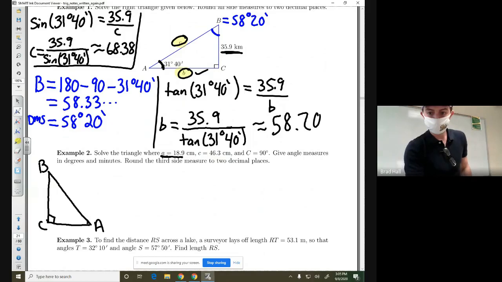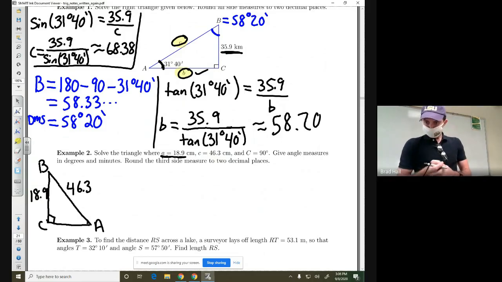Little a needs to be across from big A, or needs to be opposite of big A. So 18.9, that's why I'm putting it there specifically. Little c needs to be across from C, so that's why I would put 46.3 here. And this is all they give us. So we have to solve for the missing side and the two angles.